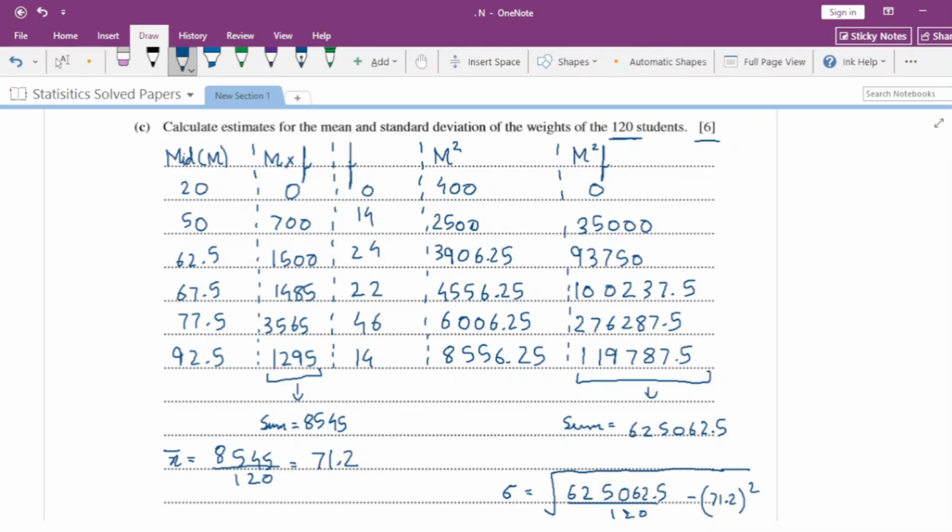Now, since this is a very lengthy, mostly data collection part, I've already done the working for this one. It's really straightforward. Of course, you first of all are going to find the midpoint, because it is part of the formula for finding the mean. You need to find the midpoints of all of the intervals. That would be 20, 50, 62.5, and so on. Then you multiply that with the frequency.